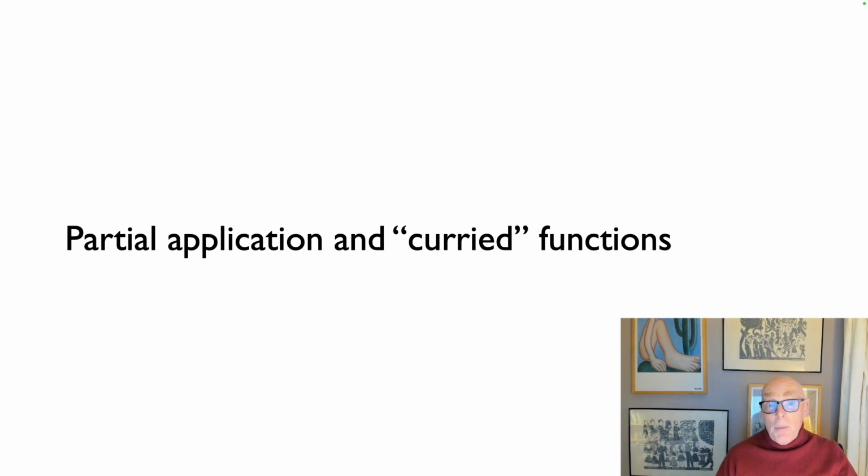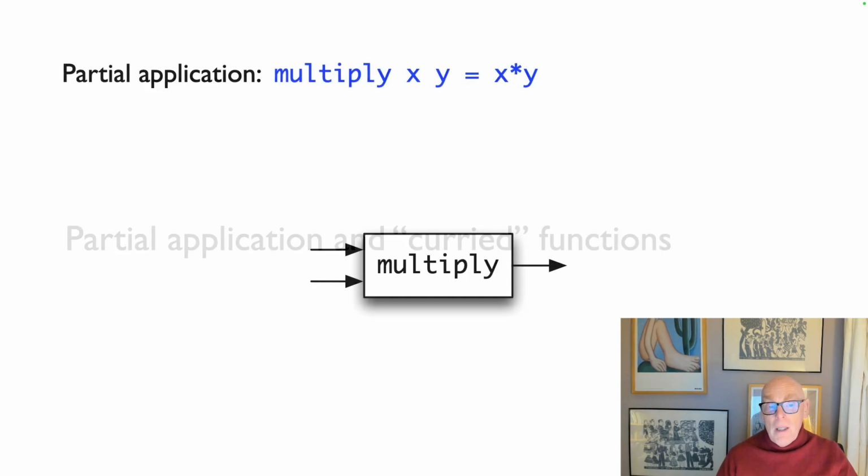In this segment, what I want to talk about is partial application of functions and this idea of curried functions, which exposes the mechanism by which partial application works. Suppose we've defined that the function multiply x y equals x times y. And it looks like multiply x y takes two arguments, and if we give it the arguments 2 and 3, indeed we get out the result 6.